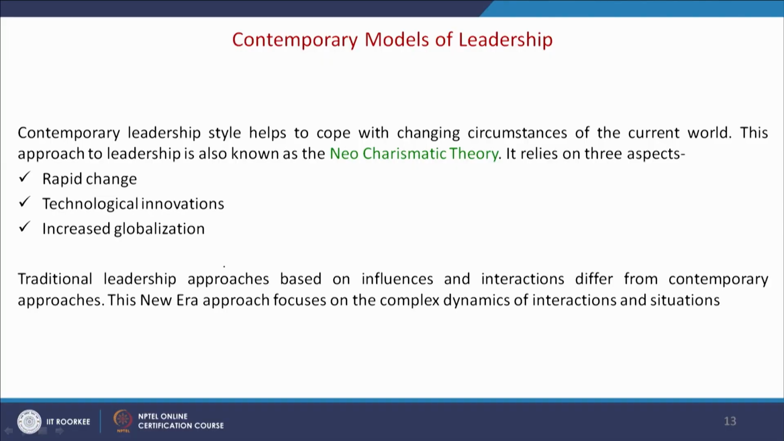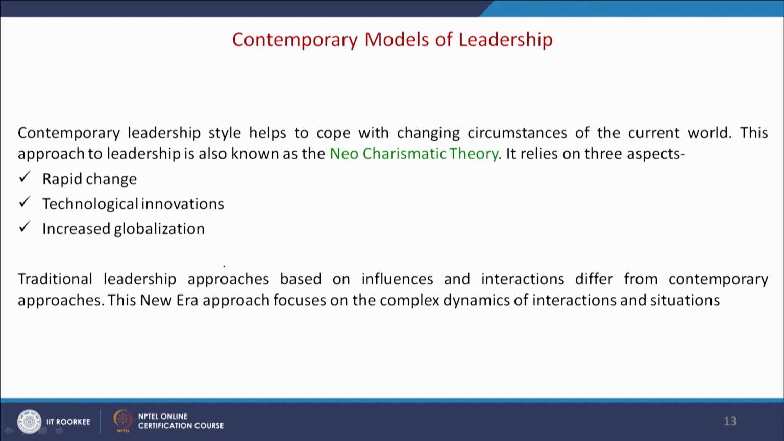So, let us start with the contemporary models of leadership and how to define them. These contemporary leadership styles help in adapting to the changing circumstances of the current world. That means there is so much flexibility in these models that we can not only focus on one aspect, but we can handle or cover many aspects of the organization while focusing on the effectiveness and efficiency of the followers. This approach to leadership is also known as the neo-charismatic theory.